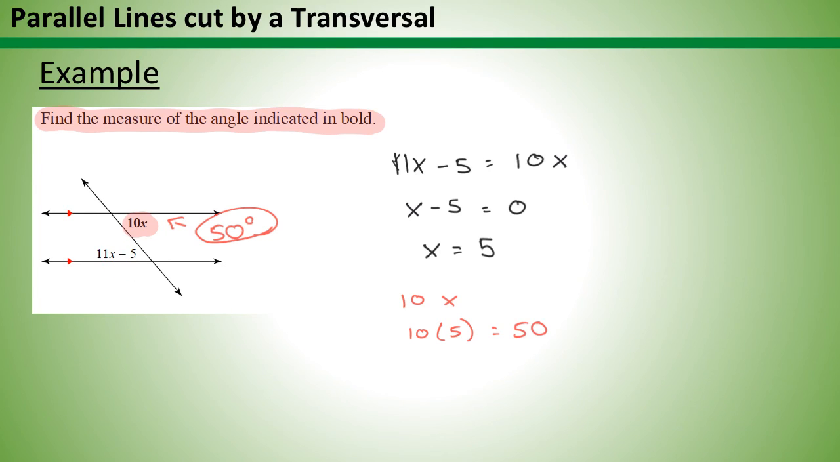So that's it. Make sure you can identify each of these angle relationships. Make sure you know what corresponding is. Make sure you know what alternate interior, alternate exterior, and same side interior are. And then also make sure you remember vertical angles and linear pair angles, okay?